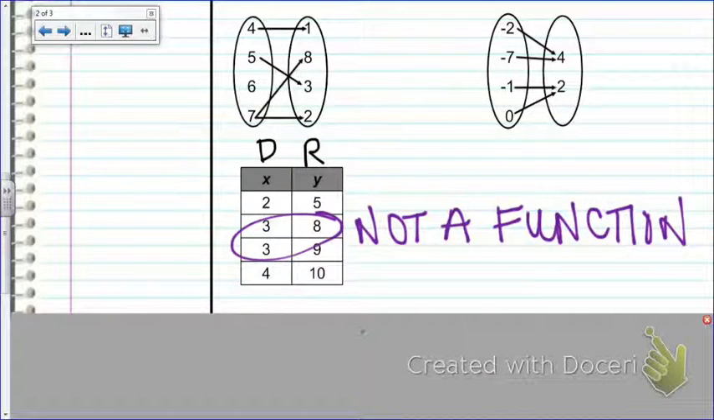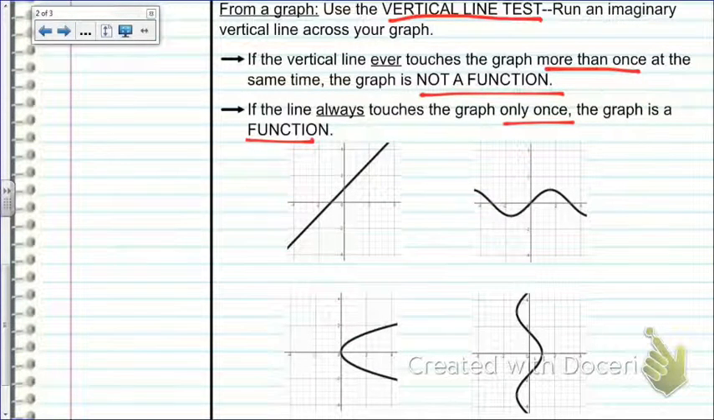Let's do it from a graph. And from a graph, it's actually way easier to determine if something is a function because we are going to use what is called the vertical line test. You take your imaginary line and run it across your graph from left to right. If the vertical line is ever touching more than once at the same time, it is not a function. If at any given time it is only touching the graph once, it is a function.